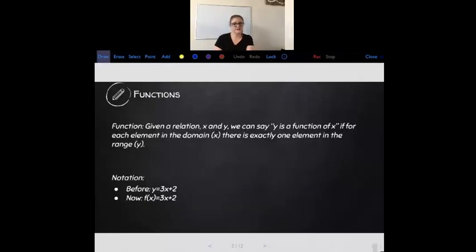The formal definition of a function is: given a relation, x and y, we can say y is a function of f if for each element in the domain, x, there is exactly one element in the range, y. Okay, so a little bit about notation. Before, for graphing lines, we saw y equals 3x plus 2, and now we're seeing f of x equals 3x plus 2. If you watched the previous video on domain, this is a little bit of a review, but f is the name of the function.